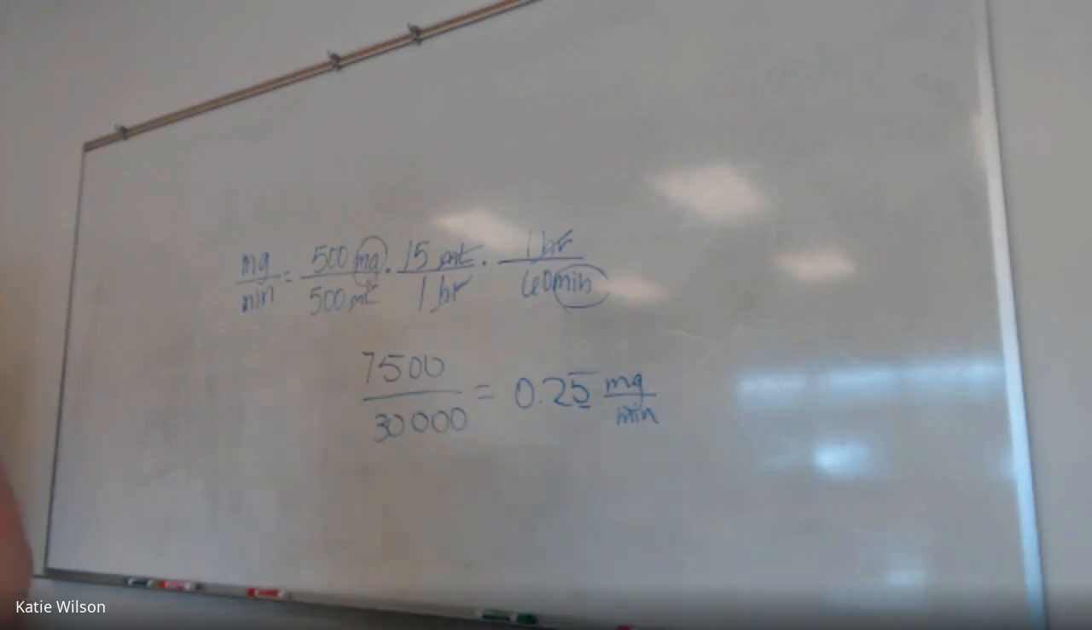So it says the nurse calculates that the infusion, which is running at 15 mils per hour, is providing the patient with lidocaine 0.25 milligrams per minute. So they're going to have to make sure that that's within the range that's been prescribed to make sure that the patient's getting what they need to be. Feel good so far?